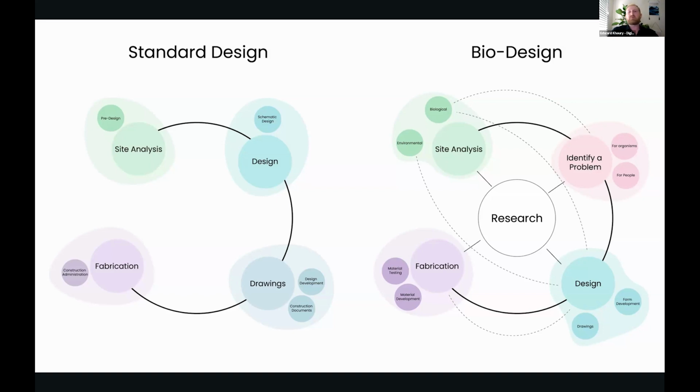And so naturally in the biodesign process, you find out that you have to constantly be researching from site, to learning about the problem, to designing for these organisms and systems, and then ending up having to create materials that work and provide for them.